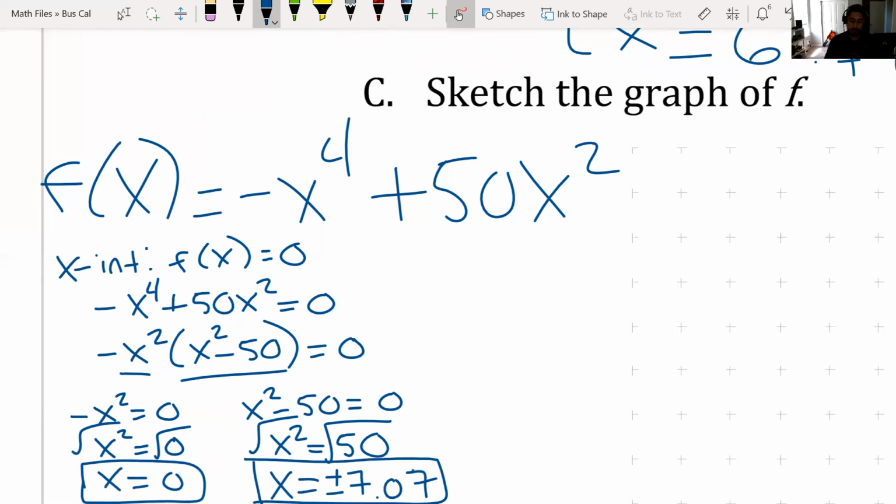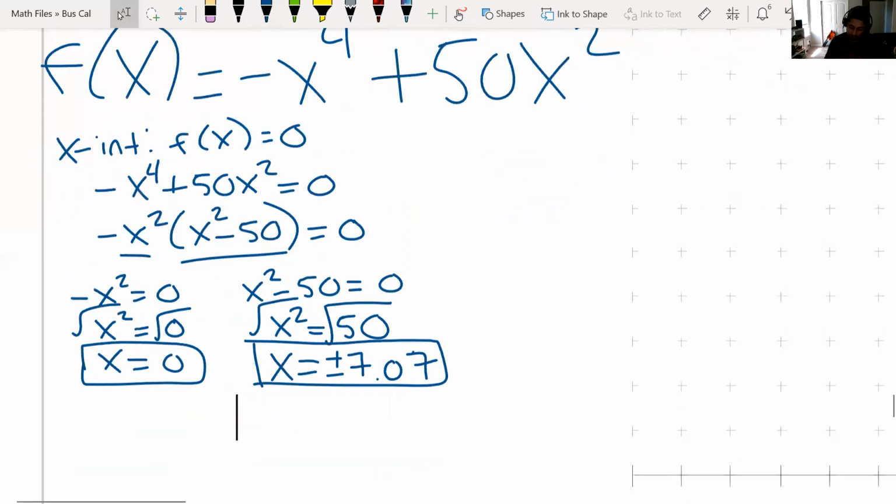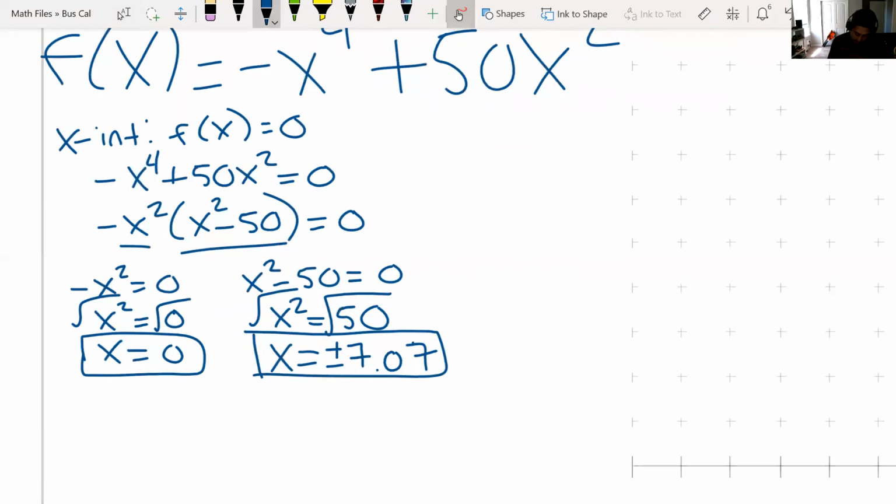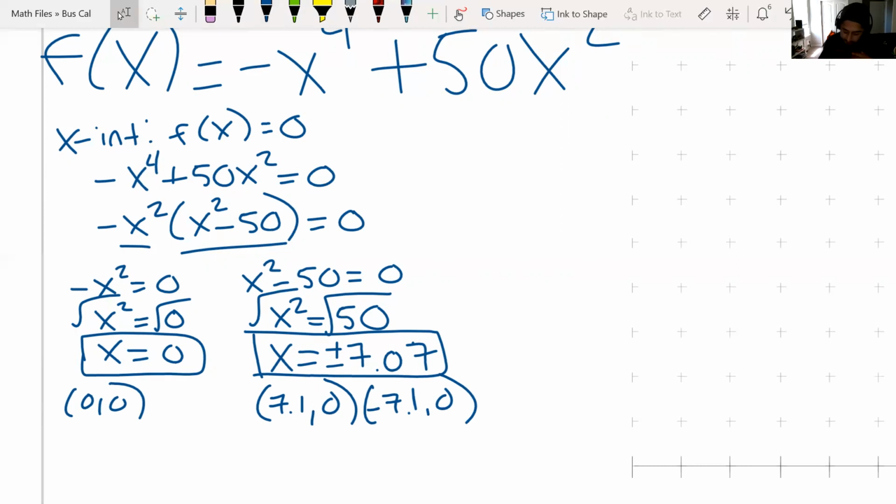These are my x-intercepts. So I'll write that: (0, 0), (7.1, 0), and (-7.1, 0). Okay, if you try the y-intercept on this, you're just going to get 0. Take my word for it.